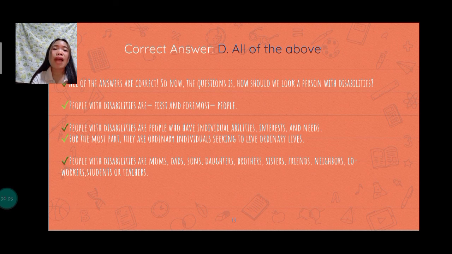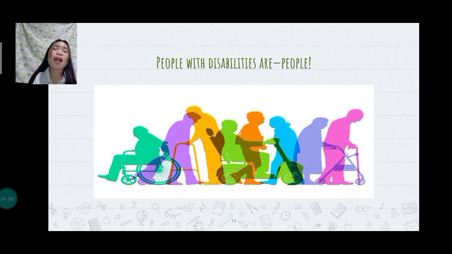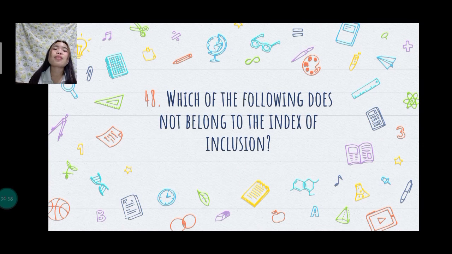People with disabilities are people who have individual abilities, interests, and needs. For the most part, they are ordinary individuals seeking to live ordinary lives. So people with disabilities are moms, dads, sons, daughters, brothers, sisters, friends, neighbors, co-workers, students, or even teachers. So people with disabilities are people. Always remember that. And always address someone using their name first rather than the disability they have. Always remember the people first policy, where you have to mention the person first before the disability they have. Like you have to say a child with autism rather than saying an autistic child. So always remember that.